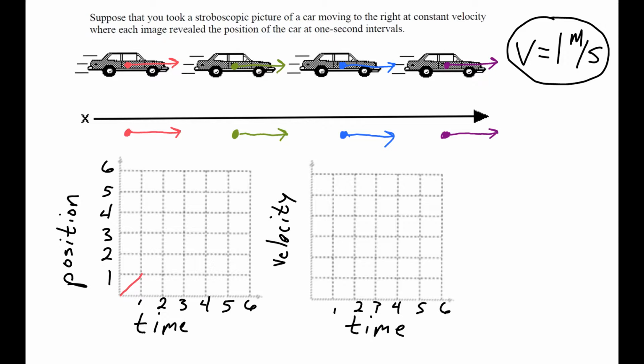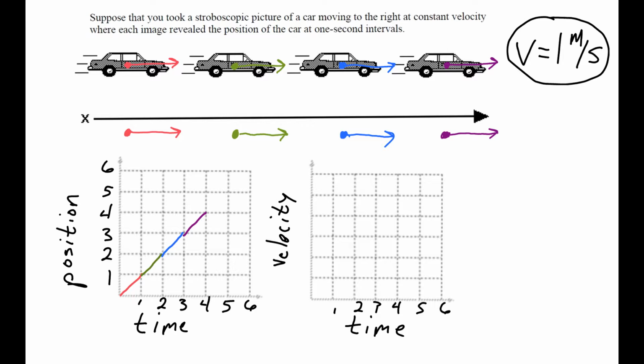Then we have our second position, and our second position is the green one. And so when I make the green one, it's going to go from this position to this position. And the next one's going to be our blue. Our blue is going to go from here to here. And then finally, we have our purple, and our purple will go from here to here. So now that we've made our position versus time graph and everything is organized, next is our velocity time graph.